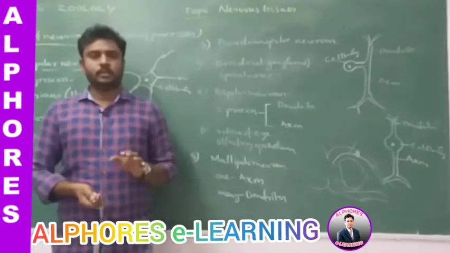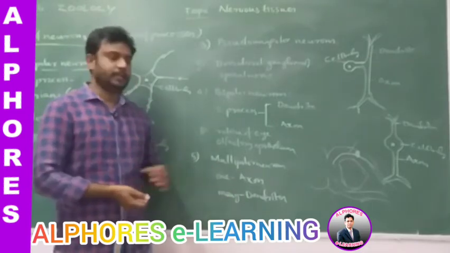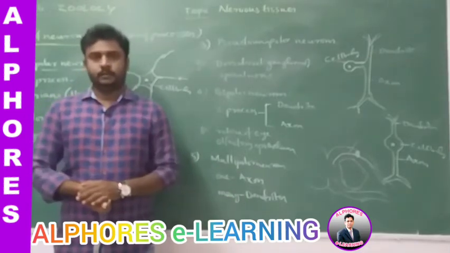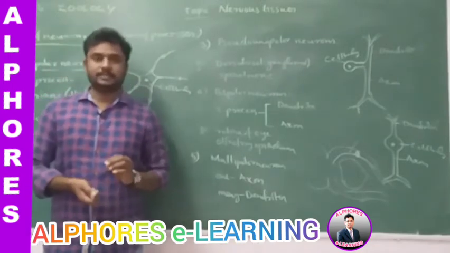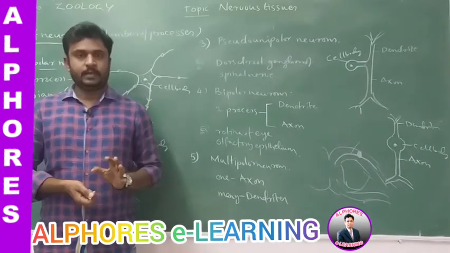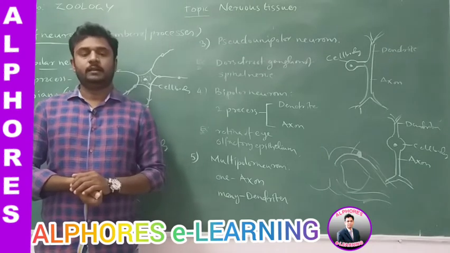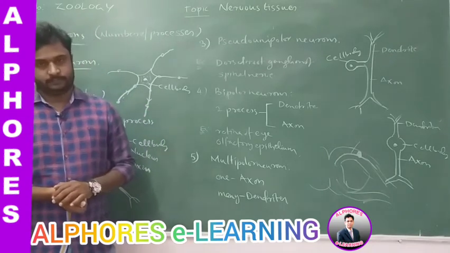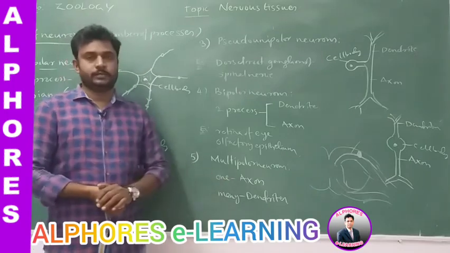In our body, almost 80% of the neurons are multipolar neurons. Okay, 80% of the neurons are multipolar neurons. These multipolar neurons are present in the gray matter of brain and spinal cord, mostly in the gray matter of brain and spinal cord.